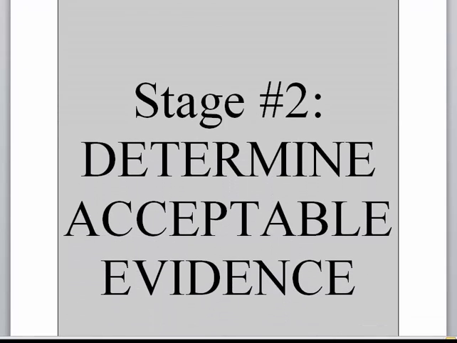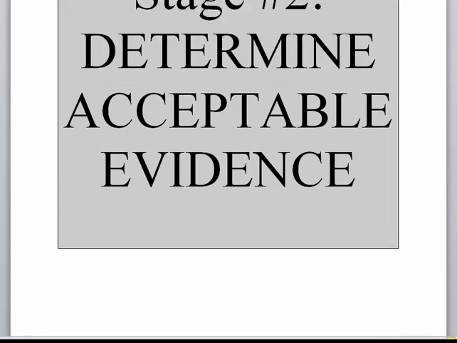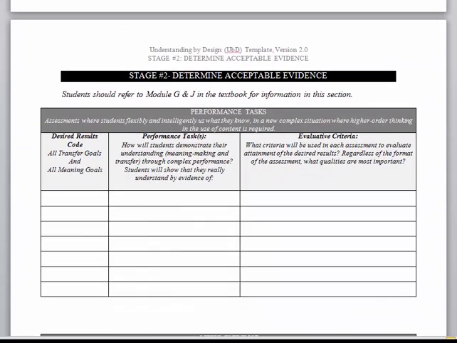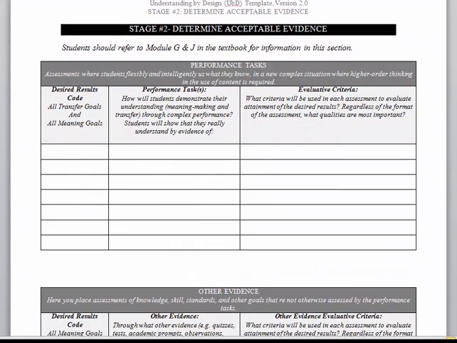In Stage 2, you determine the acceptable evidence. You will decide what kind of assessment you will give your students, how those assessments will be evaluated, and what desired results from Stage 1 they will be achieving.